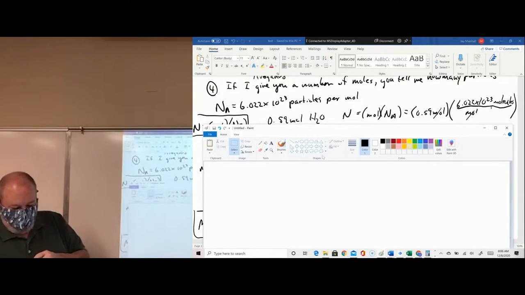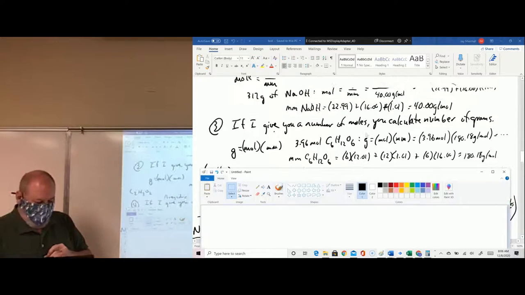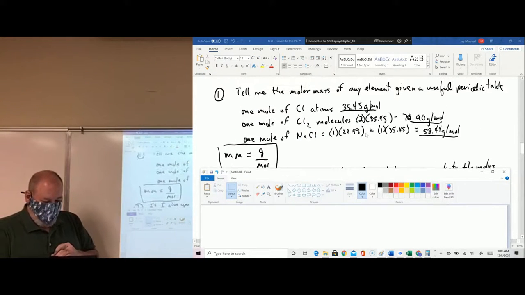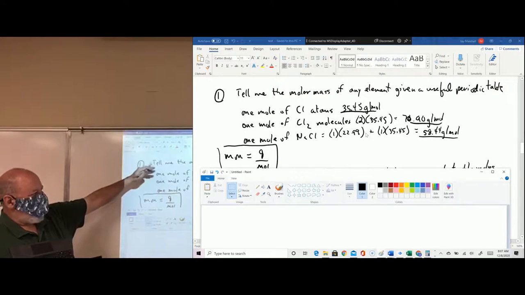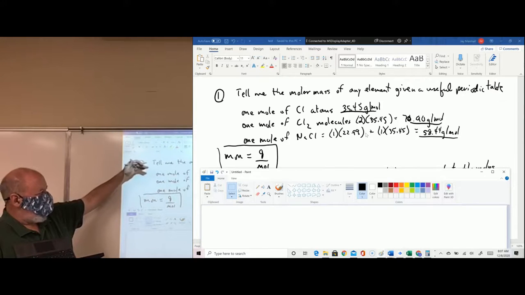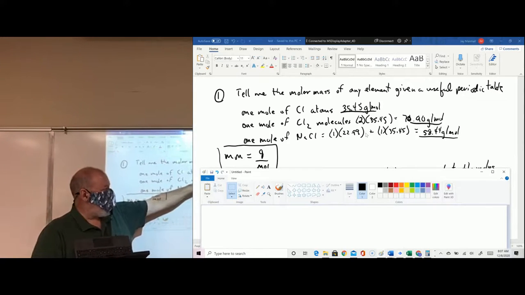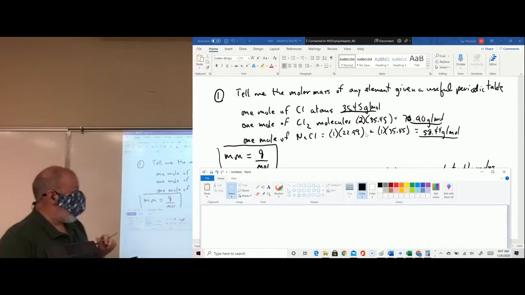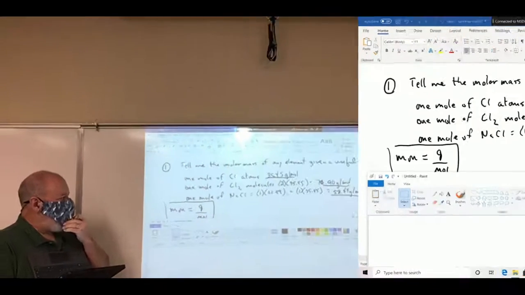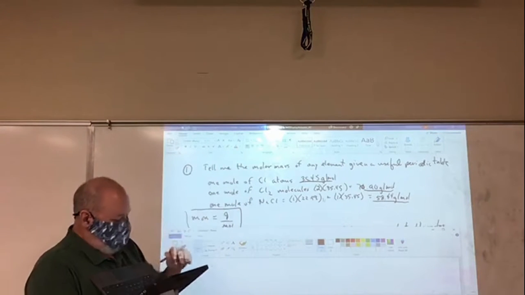So the first three things, just to remind you. First thing I said was basically be able to tell me the molar mass of anything. If I give you a periodic table, you have to be able to go to the periodic table and figure out what the molar mass of any atom or any molecule is, and you know how to do that. So I would give you 1 mole of something, and you would have to tell me what the molar mass of that was.